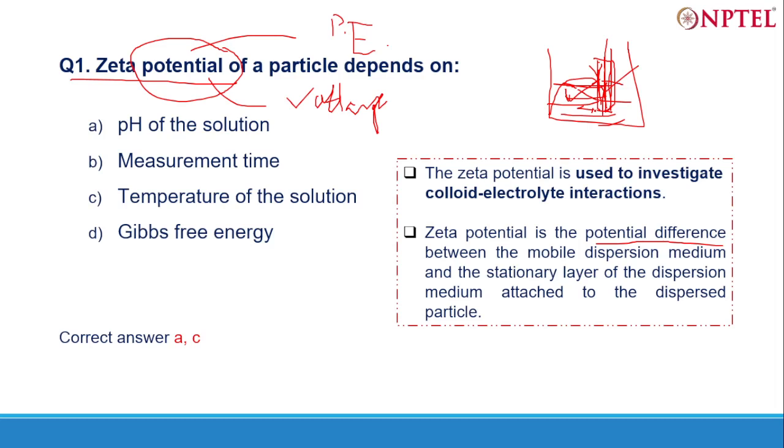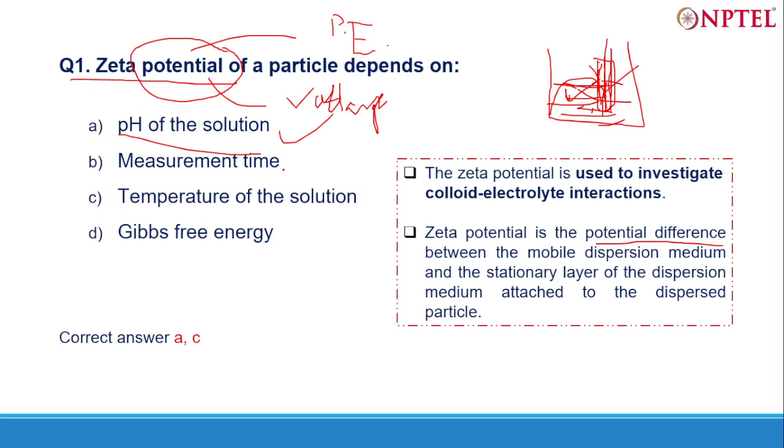Now let us go back to the question. The question says that the zeta potential of a particle depends on what? The first thing that comes to mind: if you are using an electrolyte, there must be a pH of the electrolyte, so it must depend on the pH. The second thing is measurement time. It doesn't have any effect on the measurement time.